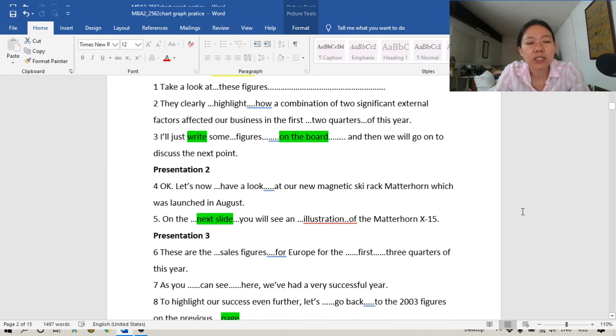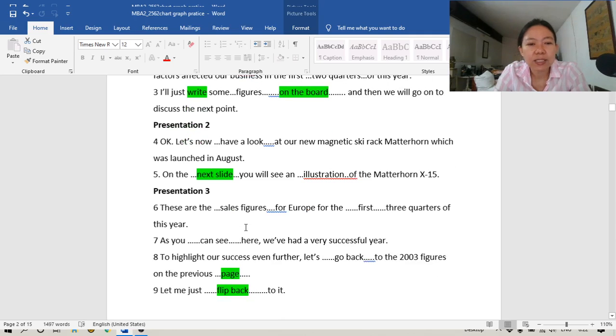And next, presenter 2. Okay, let's now have a look at our new magnetic ski rack Matterhorn, which was launched in August. Here we still don't know what visual aid he used. But then when he says, on the next slide, this is a clue to tell you that the second presenter used a PowerPoint slide.